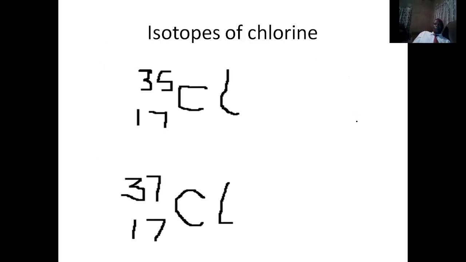These species are showing the types of isotopes. For example, chlorine has two isotopes, as we have shown here. What will be different here is that when you subtract 17 from 35, it will give us the neutrons.